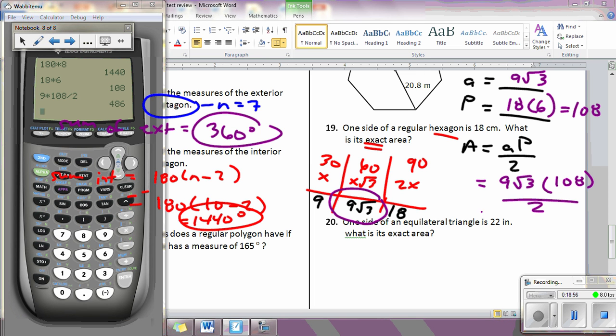Whatever result you get, in this case, 486, just bring the root back into the picture, root 3, and that's my exact area. Just that simple. If they want the exact area, that means the root 3 should be in my area answer. So when you go into the calculator, do not put root 3 with it. Just multiply everything else and divide by 2 as you're supposed to, ignoring the root for a moment, but then make sure you write it in your final answer. And then my units would be centimeters squared.